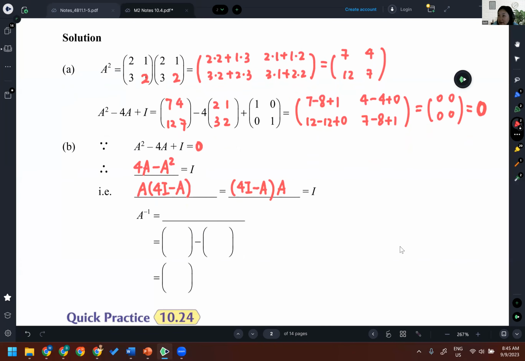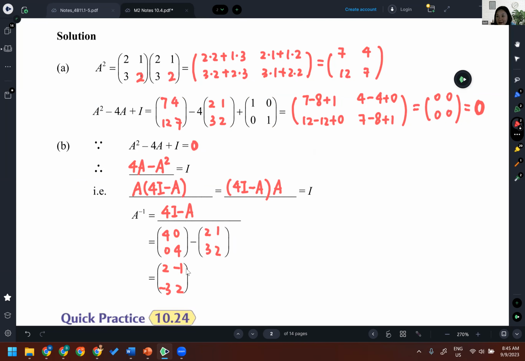Therefore, according to the definition, this matrix 4I minus A is my inverse. Now here I'm going to use 4I minus A to get my inverse. Okay, it looks like we didn't verify, but trust me, this matrix is the inverse. If you don't believe me, you can multiply A and see. Now let's do the quick practice. When you are done, you let me know.